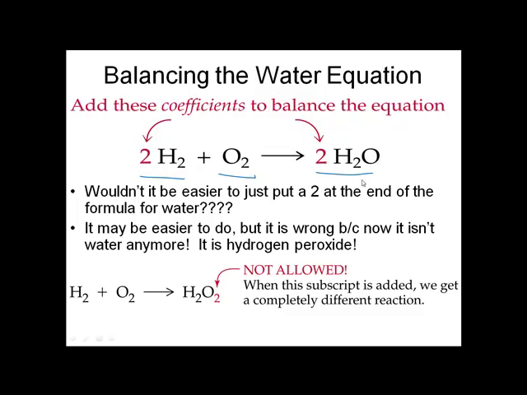Very, very simple. Again, you might say, well, wouldn't it be easier just to put a 2 on the outside of the O? No. Once you've written out what we call the skeleton structure, where there are no coefficients, we just have balanced formulas. H2, that's the balanced formula for hydrogen. O2, that's the balanced formula for oxygen. H2O, that's the balanced formula for water. We can never change those when we're balancing an equation. All we can do is write coefficients out front. So this we would never do.